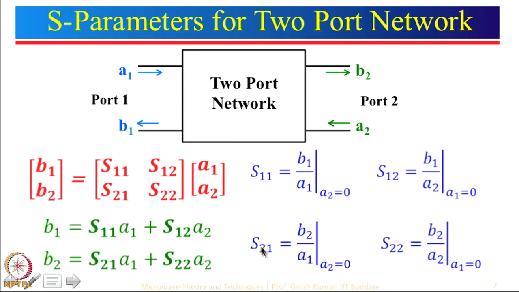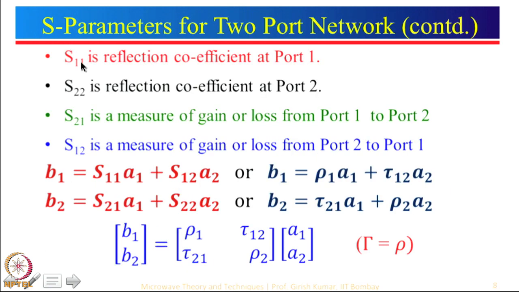And in this particular case, S21 is, you can say B2 is the outgoing wave. In this case, we would say it is a transmitted wave divided by incident wave. And S12 will be transmitted wave at the port 1 when the input is given at port 2. So let's go through these things one by one again. S11 is reflection coefficient at port 1, S22 is reflection coefficient at port 2, and S21 is a measure of gain or loss from port 1 to port 2.